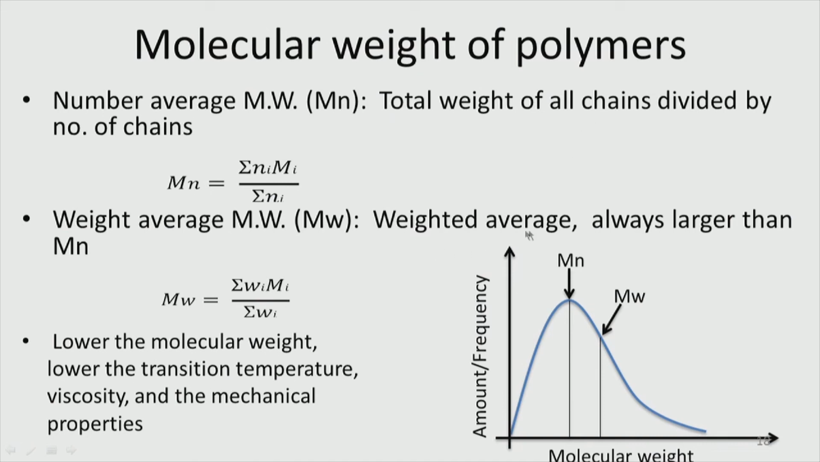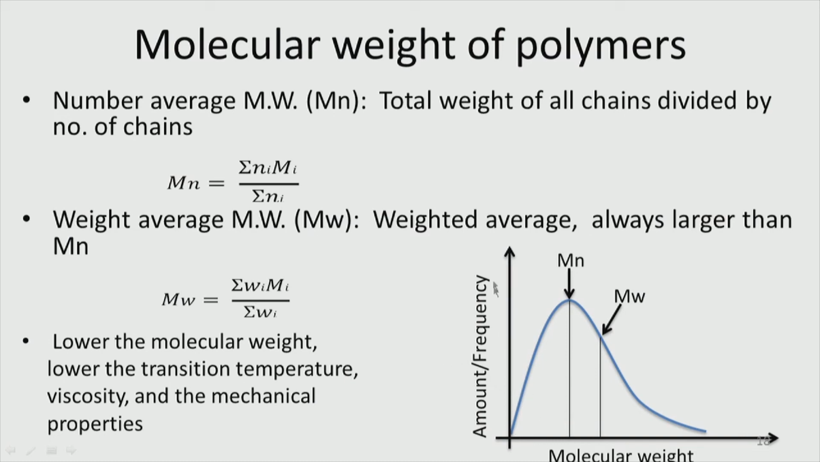For weight average molecular weight, we do not look at the number, we look at the weight of chains which have a certain molecular weight. So, it is the sum of WiMi divided by the sum of Wi, understand. Here we look at the number of chains which have a certain molecular weight, there we look at the weight of chains which have a certain molecular weight, and the number average is always less than the weight average.